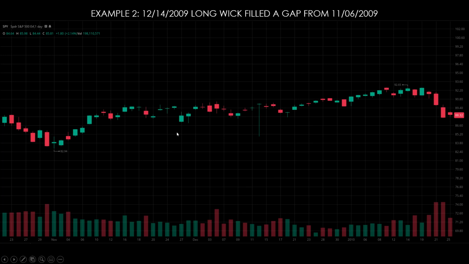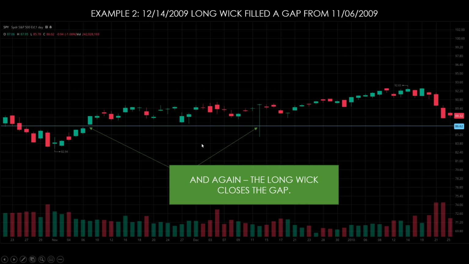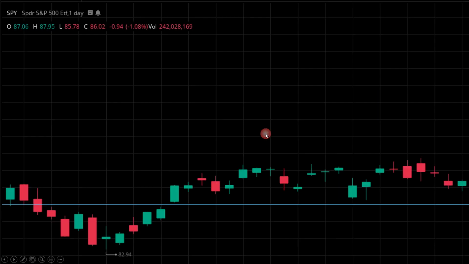Example number 2, we have 12/14/2009, this long wick here filled a gap from 11/6/2009, which was all the way over here. Very similar situation. We have the line, we have the gap, and it was filled perfectly, straight between the two candle wicks. Close the gap. Very good. The only difference in this one is it wasn't considered a flash crash because the support didn't bottom out, and I guess it didn't go any lower than they were hoping for. So right there, we get a close-up. Boom, right between the lines.